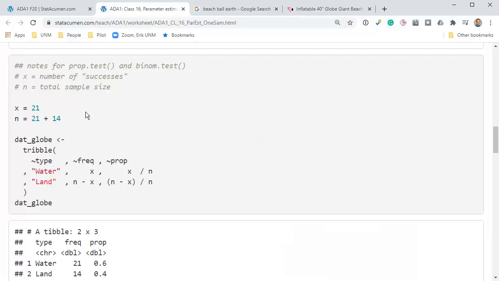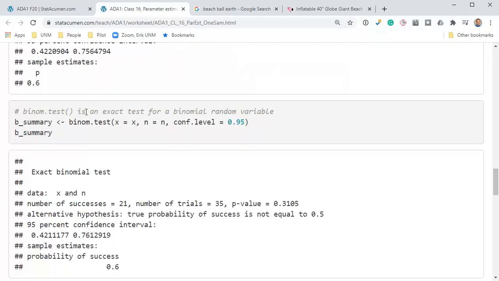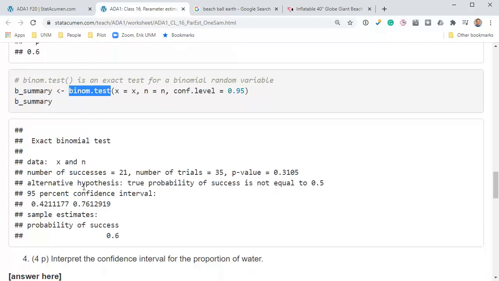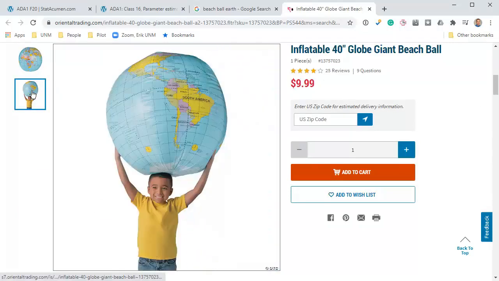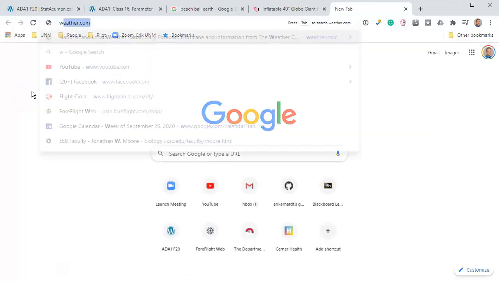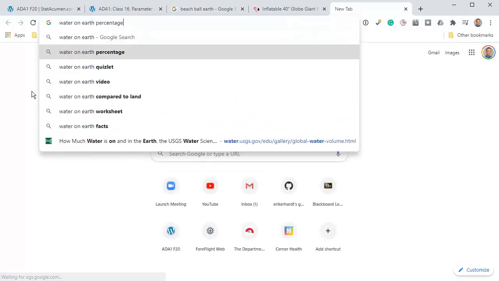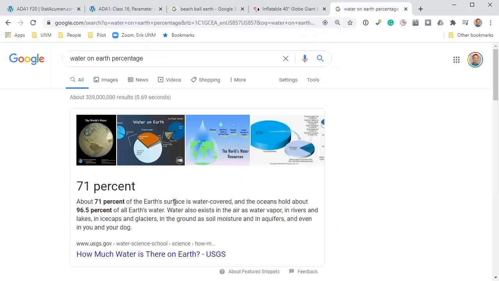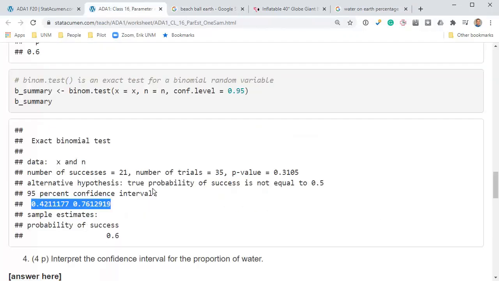And if you do that over and over again, and each time you put your data into the binomial test function and you calculate a confidence interval, there is, of course, a true proportion of water on this beach ball. And let's just say that it's 71% or something. I think that might be something close to what the actual water on Earth percentage is. And so let's say that this beach ball is accurate and 71% of the beach ball is water. So each time we put in a sample of data, we get a different confidence interval.